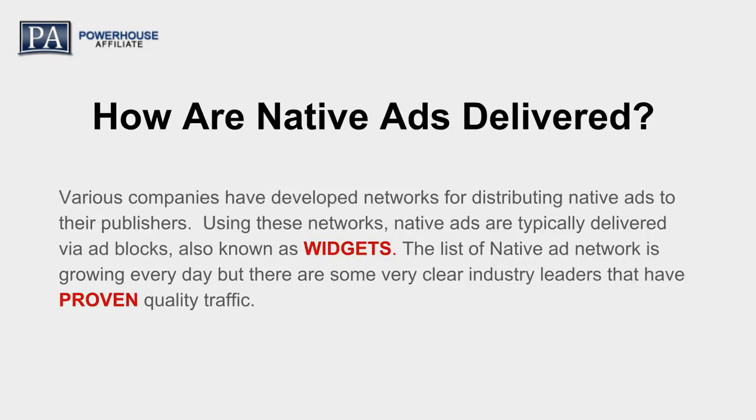Now, how are native ads delivered? Various companies have developed networks for distributing native ads to their publishers. Using these networks, native ads are typically delivered via ad blocks known as widgets. The list of native ad networks is growing every day, but there are some very clear industry leaders that have proven quality traffic, which are the ones we just looked at. Widgets are the term you're going to use when you're measuring where your ads are going to be placed, for the most part, within any native platform. Now, Outbrain deals with widgets a bit differently than other networks, and we're going to get into that.